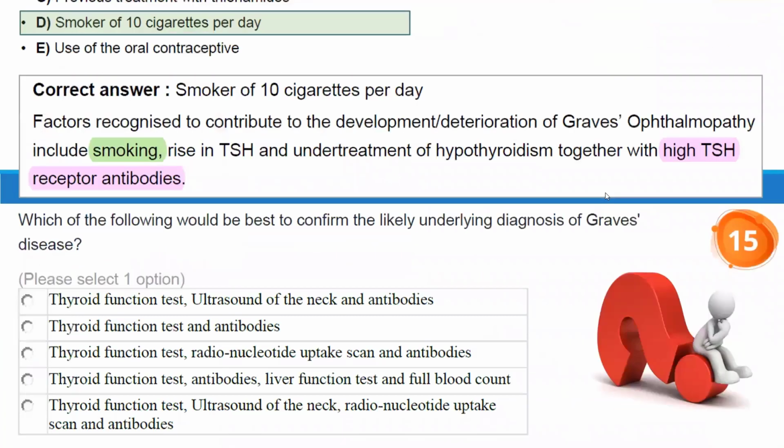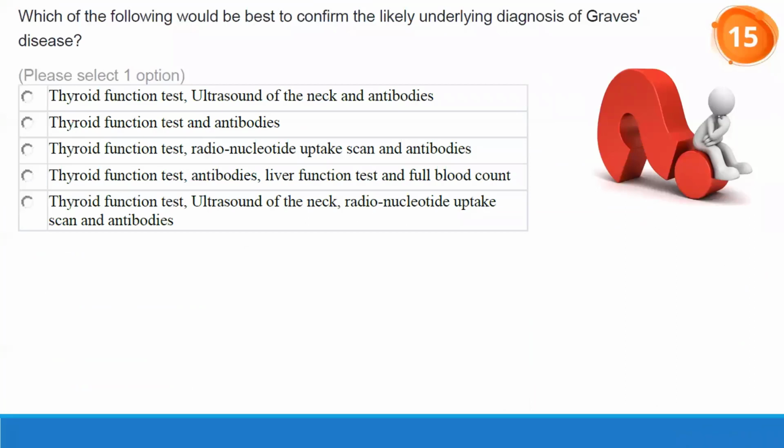And the last question today, inshallah: which of the following would be the best to confirm the likely underlying diagnosis of Graves' disease? Which one? Thyroid function test, ultrasound of the neck and antibody; thyroid function test and antibody; thyroid function test and scan and antibody. This question was mentioned previously, so I want everyone to answer it correctly.